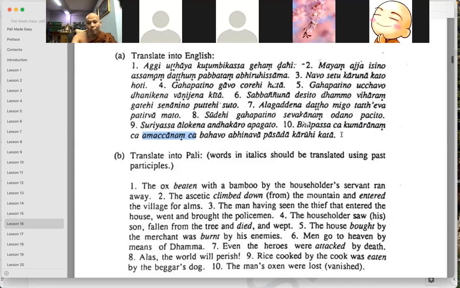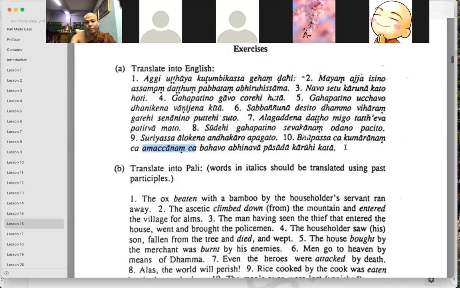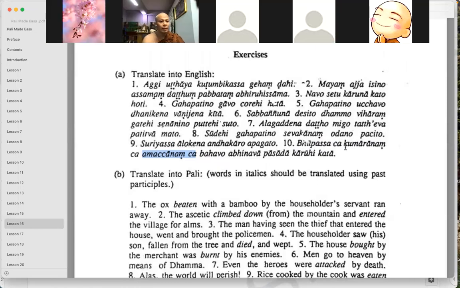Okay, the time is also up already. So any question before we stop? Yes, Haru.